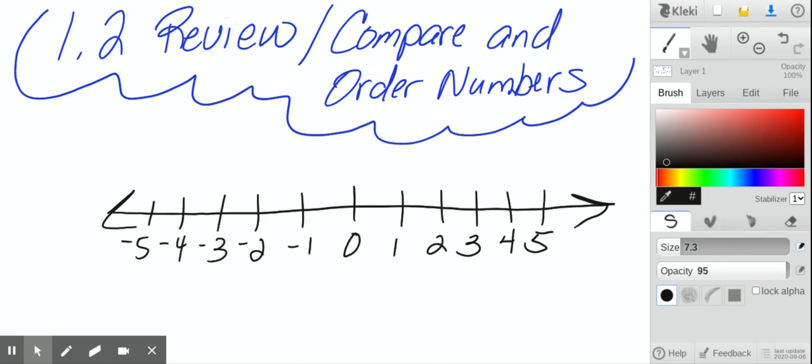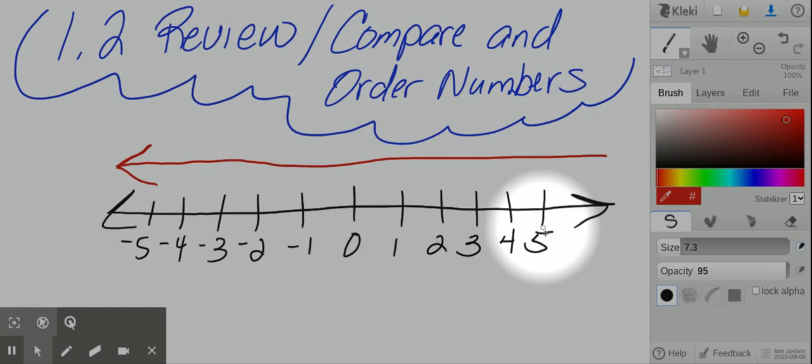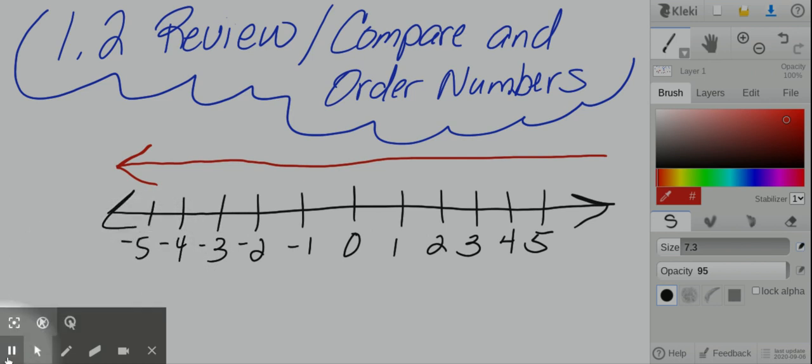As I go from right to left, hold on one sec, let me just change my color. If I go from right to left on any number line, my numbers get smaller. So if you look here at positive 5 and I go left, I get smaller to 4, smaller to 3, 2, 1, 0. And then negative numbers, the larger they are, the smaller they get. So the larger the negative, the smaller the value.